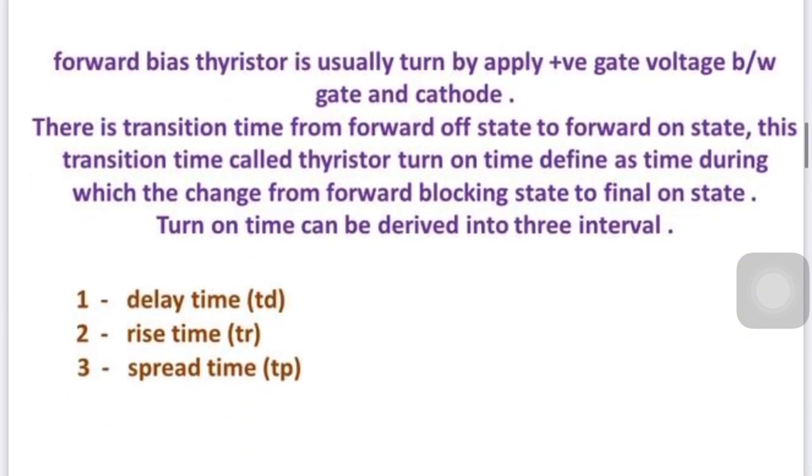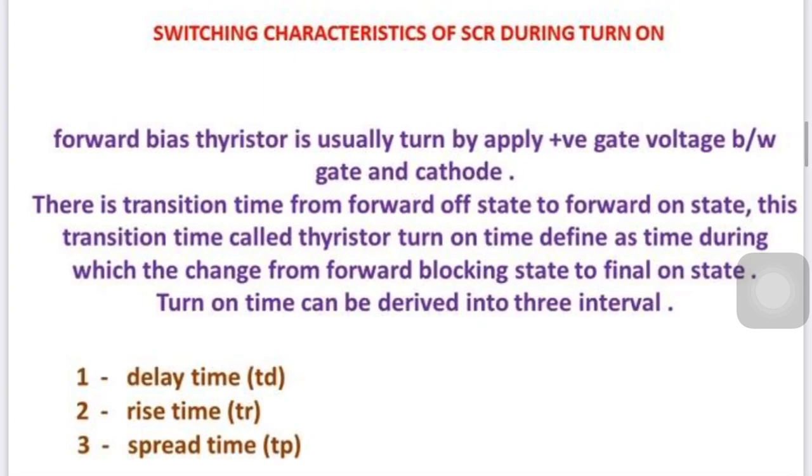Now, there are some terms regarding the characteristics: delay time, rise time and spread time. The switching characteristics are important to understand how they are formed when the gate current is given while the anode to cathode is forward biased. The forward biased thyristor is usually turned on by a positive gate voltage. When we apply the gate pulses, the behavior of the characteristics is called the switching characteristics.